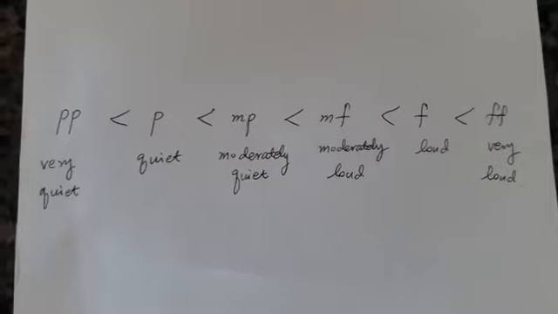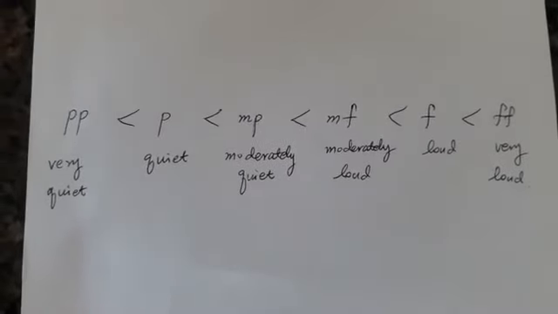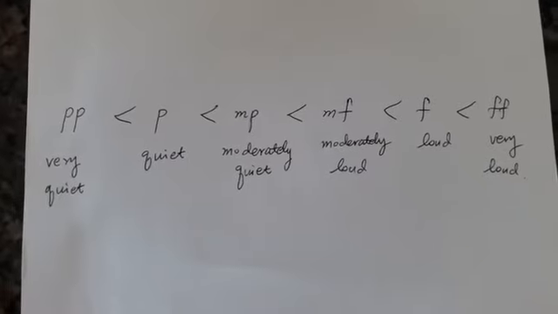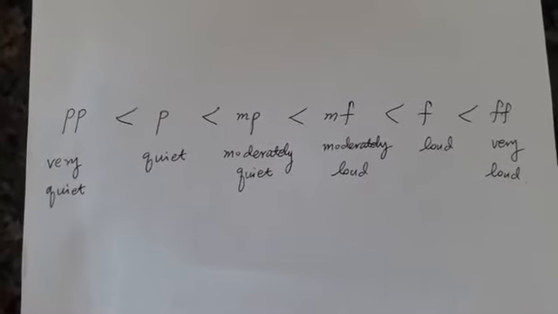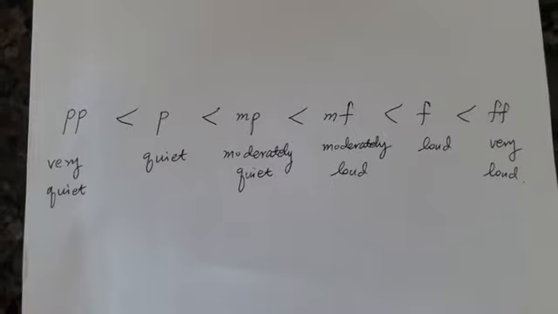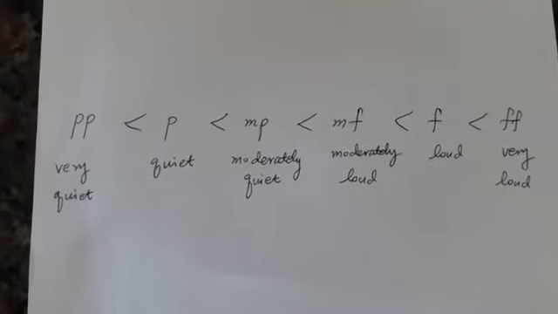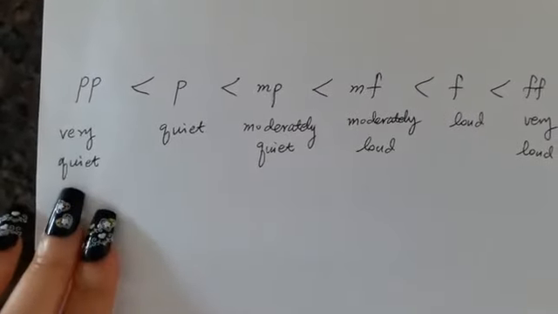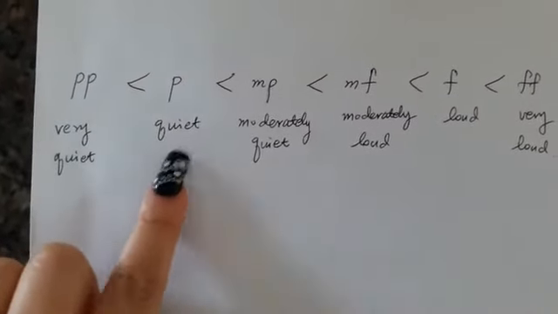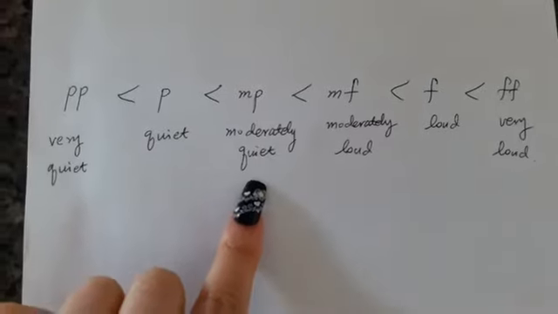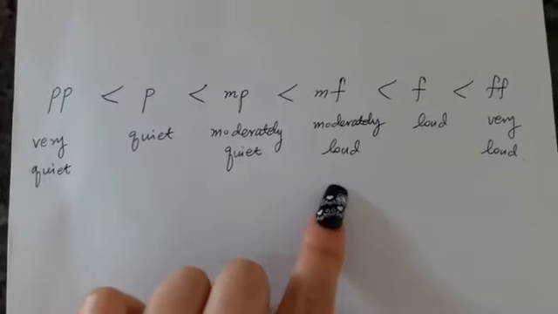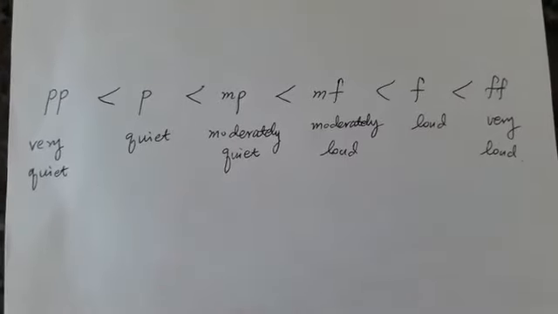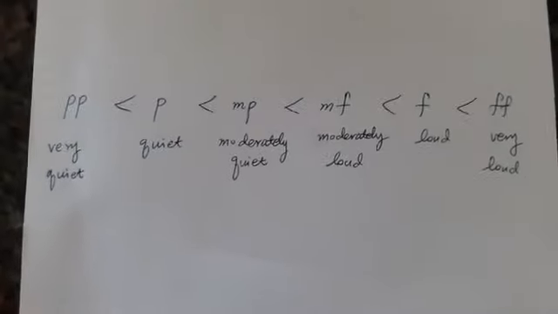Twenty-first class, dynamics. Dynamic symbols tell how loud or quietly music should be played. These terms were brought into usage by Italian composers, and we still use the Italian terms and symbols. From pianissimo, this is very quiet, piano, quiet, mezzo piano, moderately quiet, mezzo forte, moderately loud, forte, loud, fortissimo, very loud.